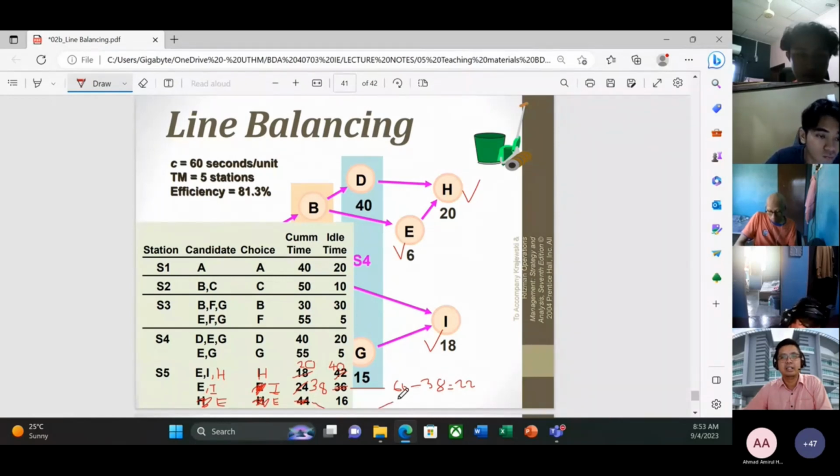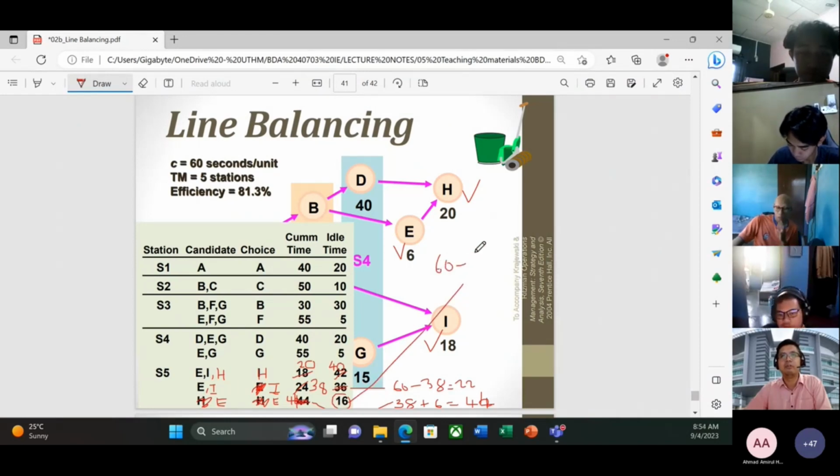Okay, 38 plus 6. So you will get what number? 42? Sorry, this is 44. So how much balance do we have for the idle time? 60 minus 44. So you will get 16.